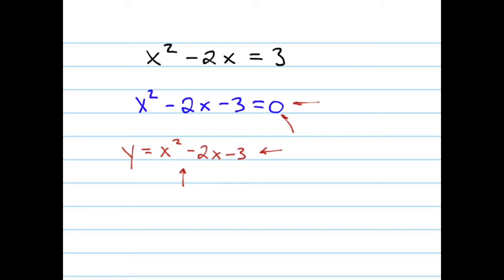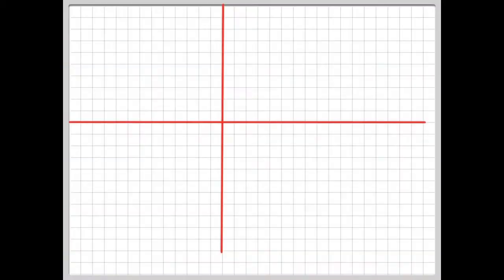So we're going to graph this equation right here, y equals x squared minus 2x minus 3. So this will be good review for how to graph a quadratic. The first step is to find our axis of symmetry. So how do we find our axis of symmetry? What does x have to equal?